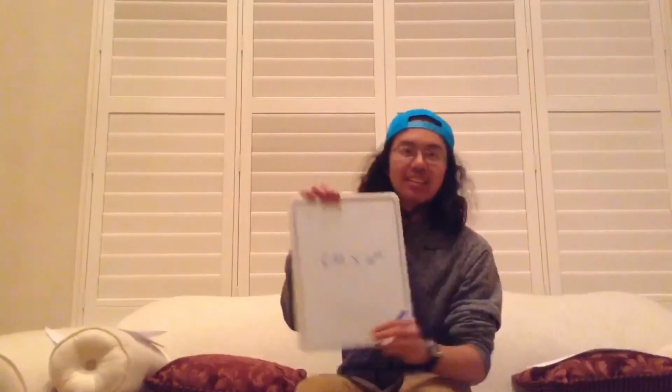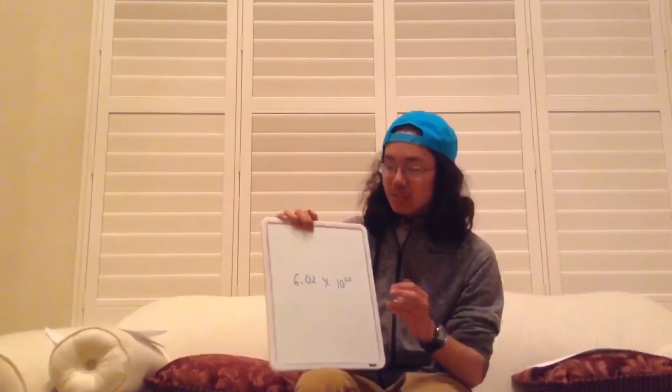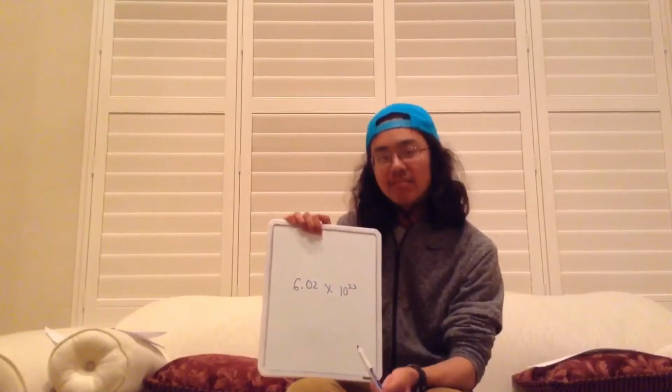I'm here today to discuss the mole. So, what is a mole? Let me explain this. A mole is simply 6.02 times 10 to the 23rd particles of a substance. This is also known as Avogadro's number, because he's the scientist who came up with this. So that's your mole number.